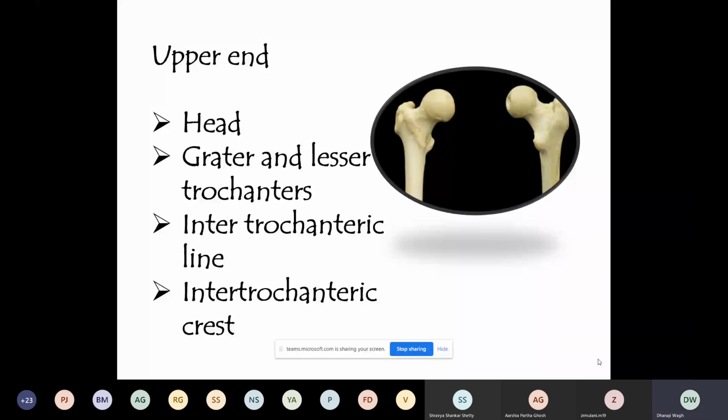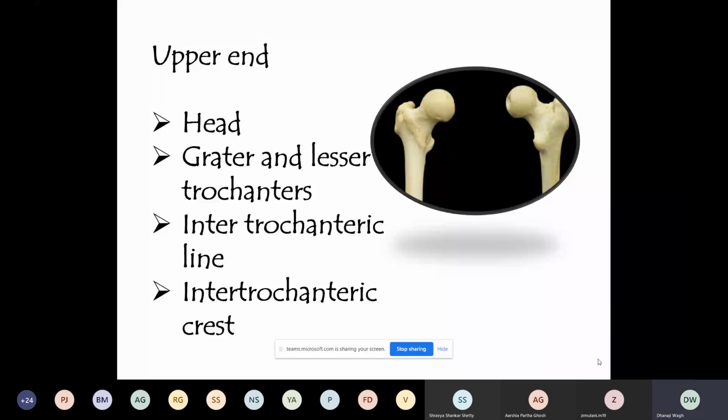It articulates with the acetabular cavity which is present on the hip bone, and it forms the hip joint. Here the examiner may ask regarding the articulation of these two bones, which joint is formed, and what type of joint. These are the questions that may be asked in the viva.